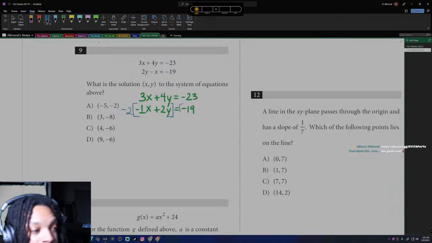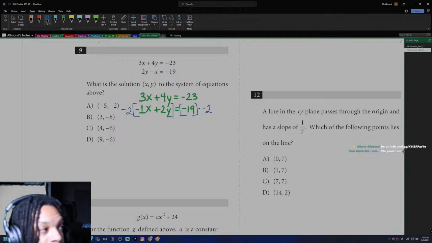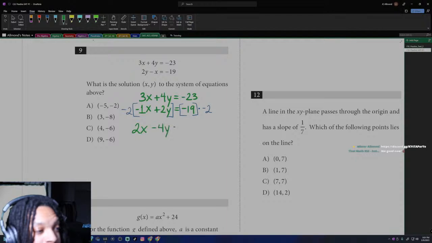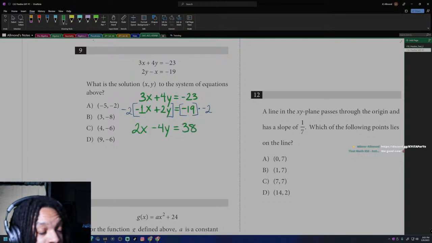But I've got to do the same thing on the other side too. I've got to times by negative 2. I don't like the way that looks, so I'm just going to do it like this. Not subtracting 2. All right, so let me distribute. A negative times a negative is a positive, minus 4y. We expected that. What's 19 doubled? That's like 38, I think. I hope. That sounds right. Okay, so that is my new bottom equation.